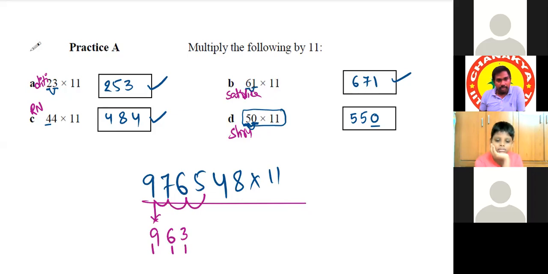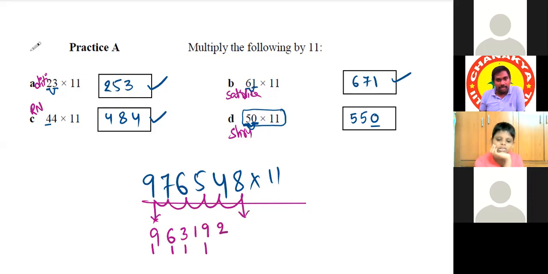Sir, 11. 1, 1. 5 plus 4, sir, 9. 9, no carry, just write beside. Next, 4 plus 8, sir, 12. 12 means again 1 here and 2 here, a double digit. 1 here, 2 here.